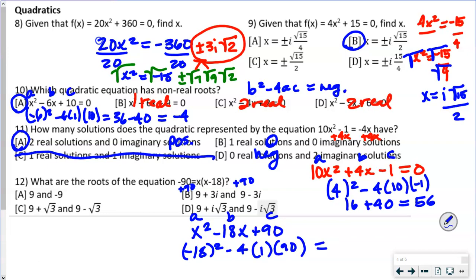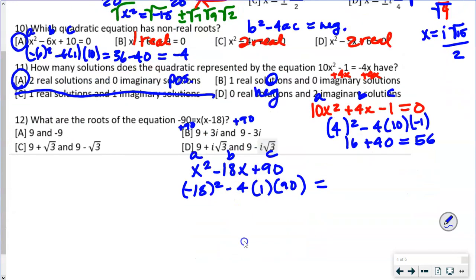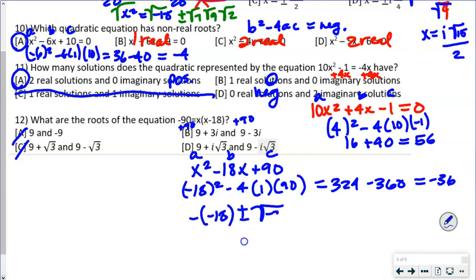So this is going to be equal to, that's 324 minus 360, which is equal to negative 36. So that tells me that we're going to have imaginary solutions, y'all. So we know it's not A and it's not C, right? So then we're going to go negative b, which is minus a minus 18, plus or minus the square root of negative 36 all over 2 times a, which is 2 times what? What was our a? 1. There we go. 2. Okay.